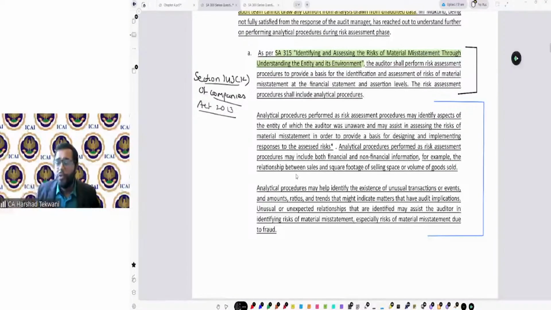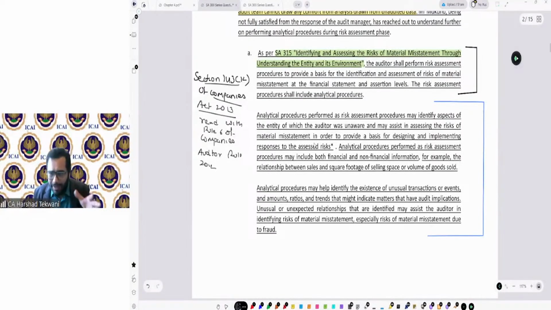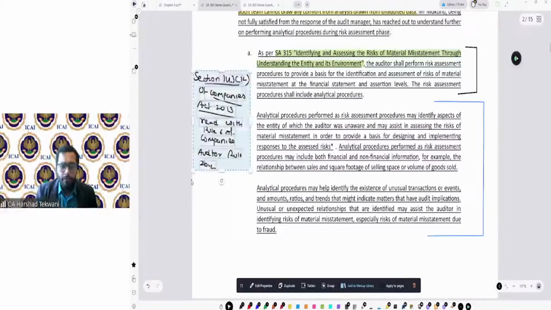And sometimes when you are referring to rules along with the section, you need to say section number this of Companies Act 2013 read with so and so rules, Companies Auditors Rules, whatever the rules are, then read with rule number 12 or rule number 6 of the Companies Auditors Rules, whatever it is. In this way, the reader can get a good understanding of which provision you want to put.